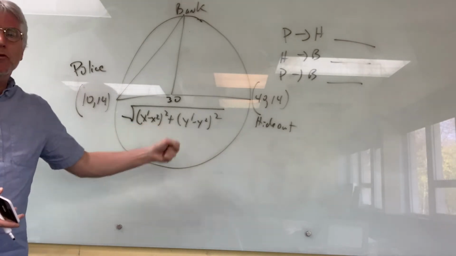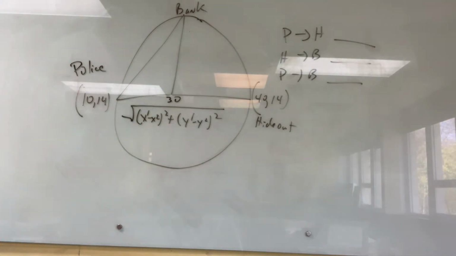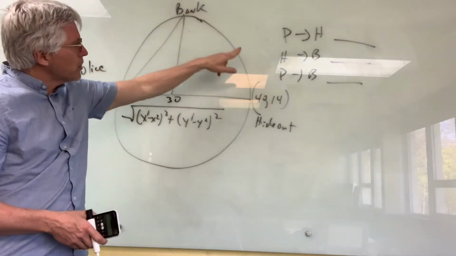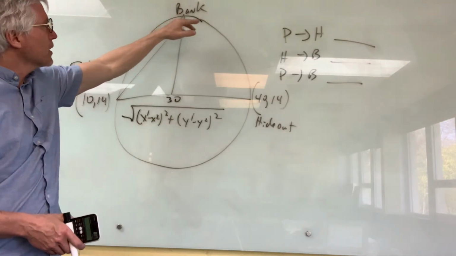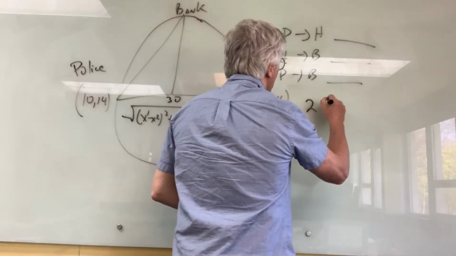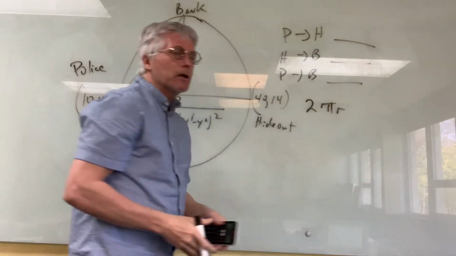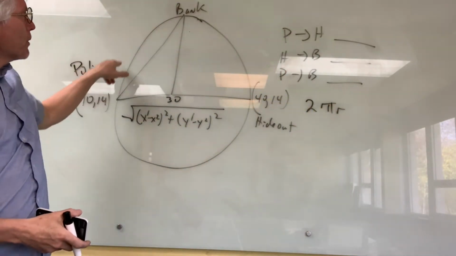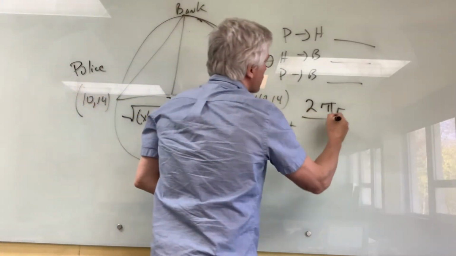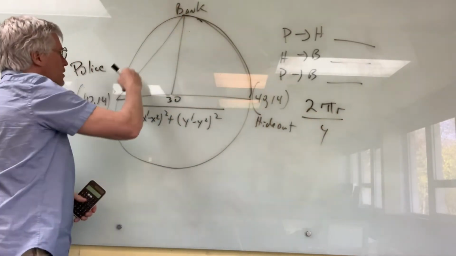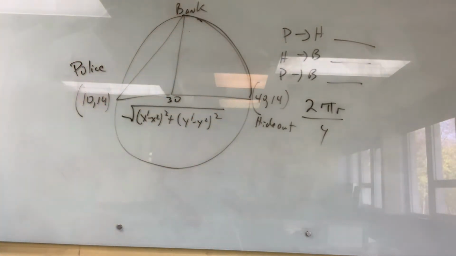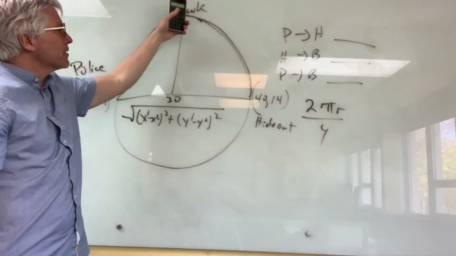Practice your distance formula on the exam. It may not be as easy as that. The next thing that we want to find out is this arc along here from the hideout to the bank. And we know all the way around the circle would be 2 pi r. But because we only want this segment, that arc, we divide it by 4. This would be second quarter, third quarter, and fourth quarter if we were going to go all the way around. But they don't. They just want to go that distance.